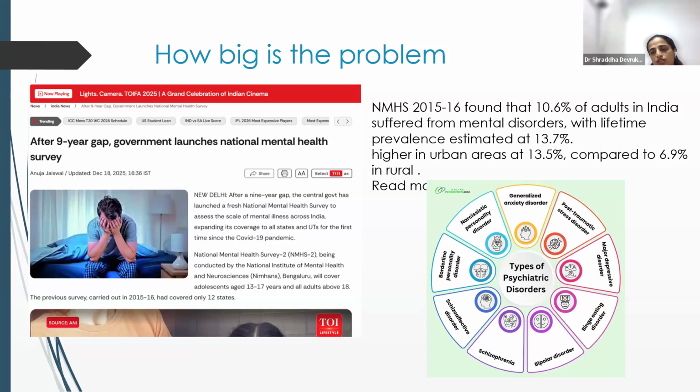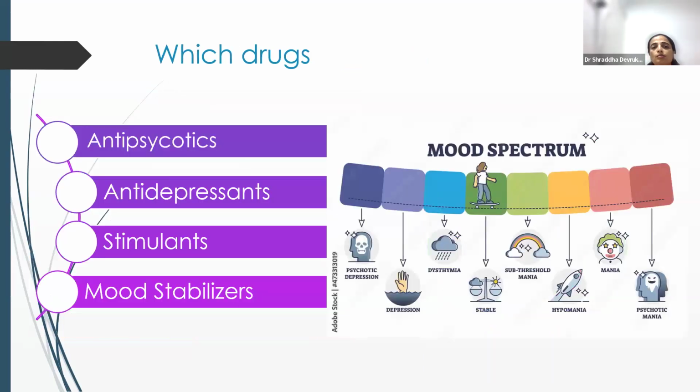Initially there were only two phases, either depression or mania, but now many terms have been described in psychosis, needing individualized treatments. So which drugs are commonly used? Antipsychotics, antidepressants, stimulants, and mood stabilizers. Mood is a spectrum: you have psychotic depression at one end and mania at the other, while we tend to walk on this spectrum depending upon the amount of neurotransmitters varying in your brain at a time.